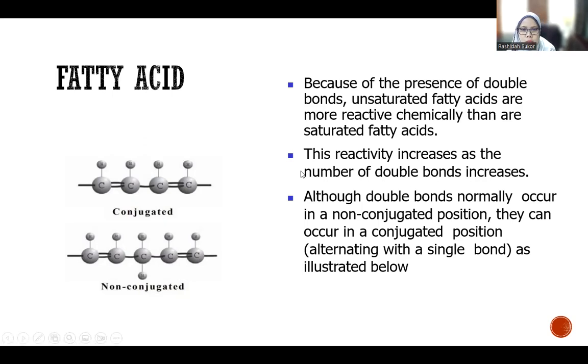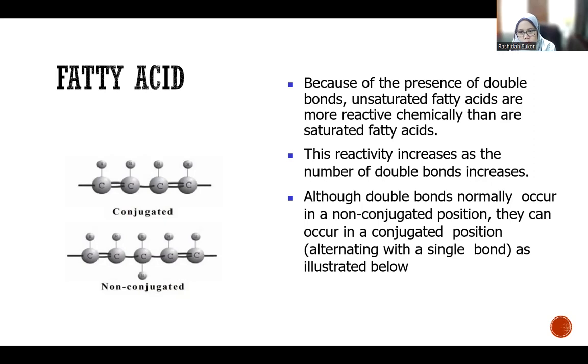So it has settled down. Because of the presence of double bonds, unsaturated fatty acids are more reactive than saturated ones. This reactivity increases as the number of double bonds increases. Of course, with 1 double bond versus 3 double bonds, the one with 3 is more reactive, because it has 3 places to react with oxygen, for example.